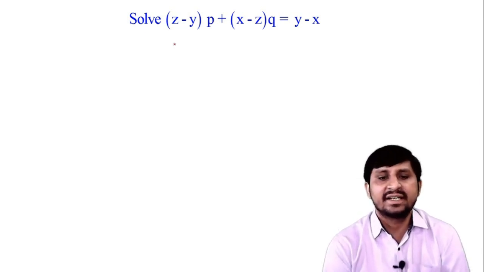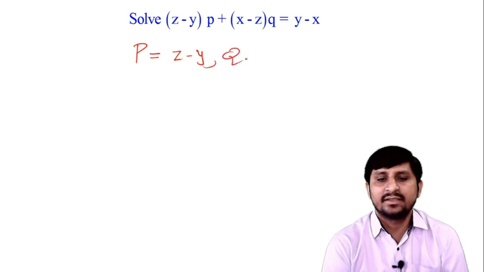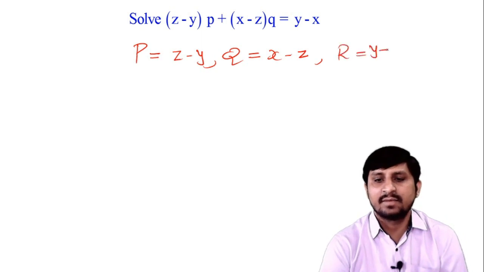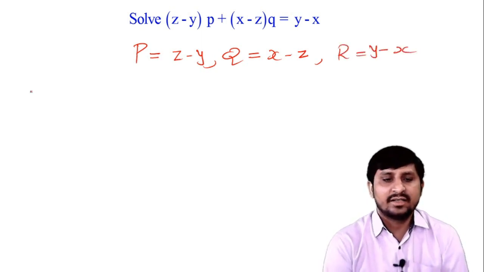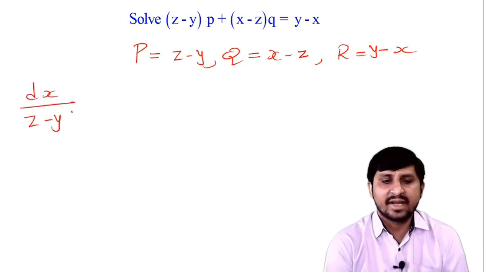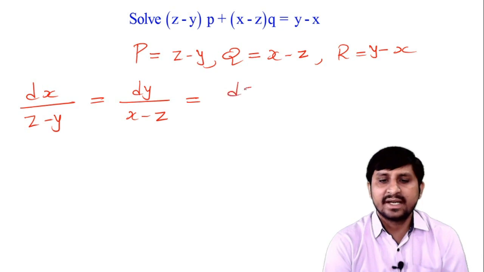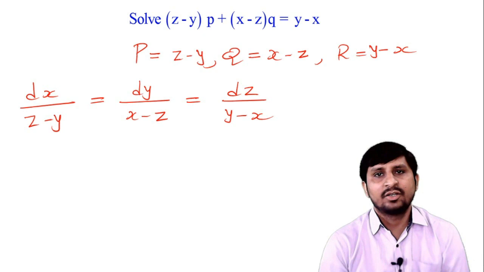Here you can see that for this example, what is your capital P? Capital P is z minus y. What is your capital Q? Coefficient of small q, that is x minus z. And what is your capital R? Capital R is y minus x. So what are my auxiliary equations? Auxiliary equations are dx upon z minus y, equal to dy upon x minus z, equal to dz upon y minus x. First of all, these are my auxiliary equations.